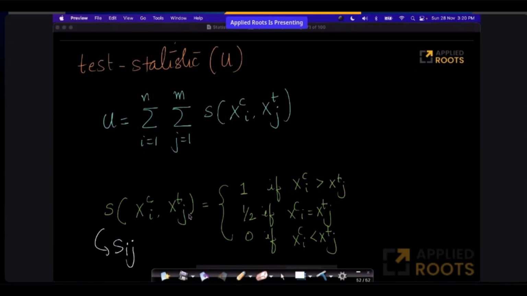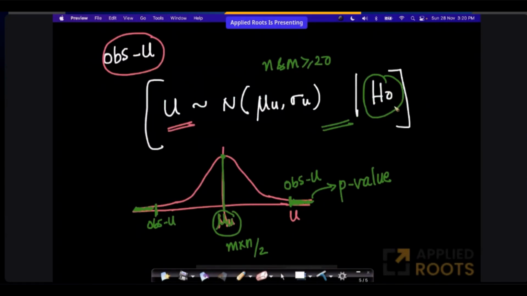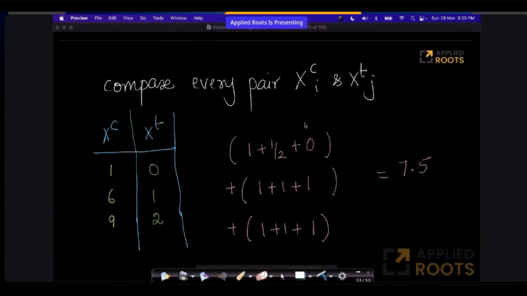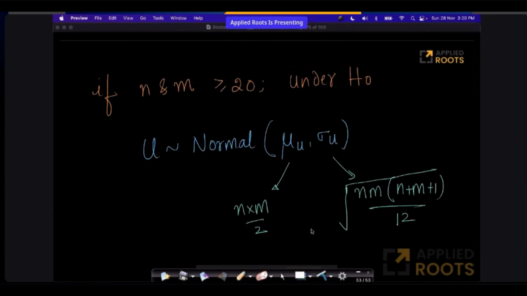All I'm saying here is, boss, I have m observations from my treatment, n observations from my control. I'm just computing this metric. And as long as n and m are greater than or equal to 20, I know under the null hypothesis that U has to follow the normal distribution with these parameters. And I have formulae for these also. That's the core research work that Mann-Whitney and Wilcoxon did.